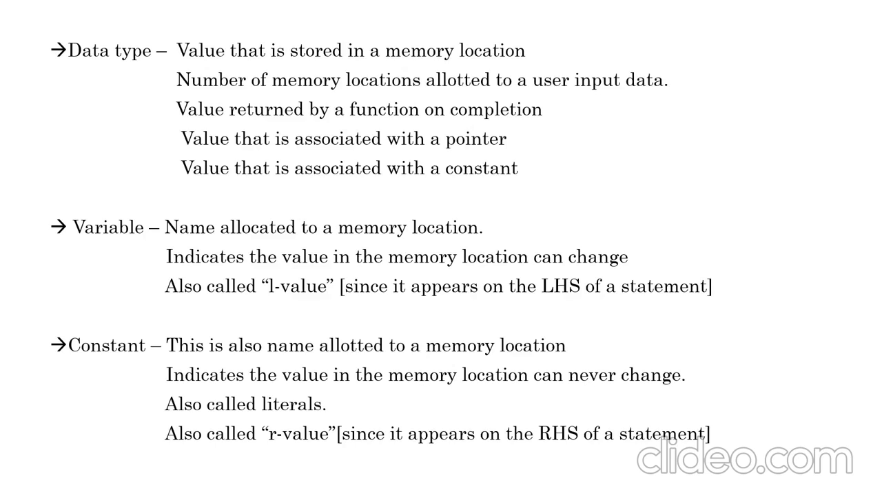So a variable indicates the value or a group of values present in a group of memory locations, or a value present in a memory location that is capable of changing. Whereas if I say a memory location is constant, it indicates the value in the memory location will never change till the end of the program.